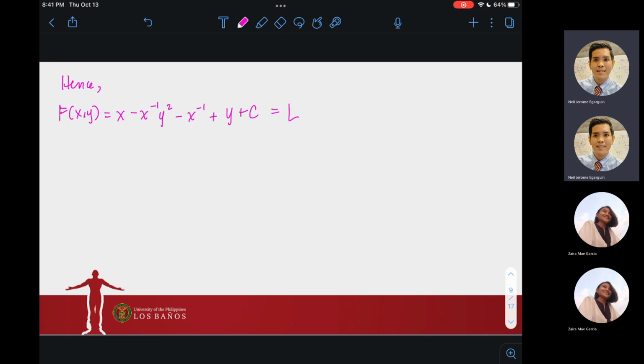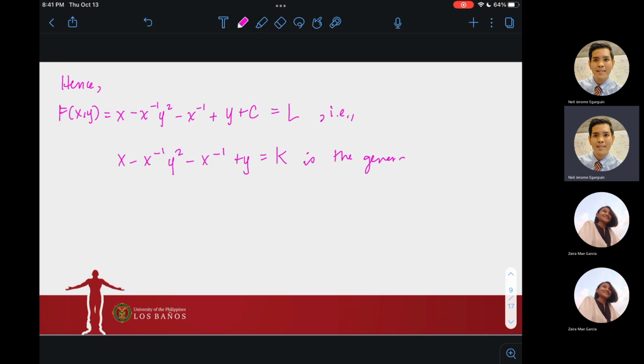Now, to simplify, para makuha yung general solution, pagsasamahin ko na lang itong dalawang arbitrary constant. So therefore, our solution will look like x minus x to the negative 1 y squared minus x to the negative 1 plus y equals some constant k is the general solution to the ODE. End of solution.